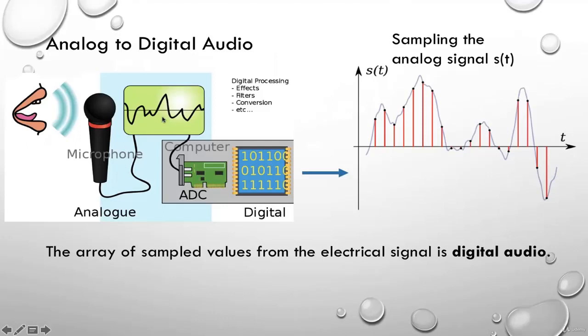Because computers can't store all this continuous information, this signal is fed into an ADC, an analog to digital converter, which takes that continuous signal, samples it, and converts it into a stream of numbers. So here's the continuous signal. Sampling it means picking out certain values at equal intervals from that signal. And so really, digital audio is simply this array of numbers.